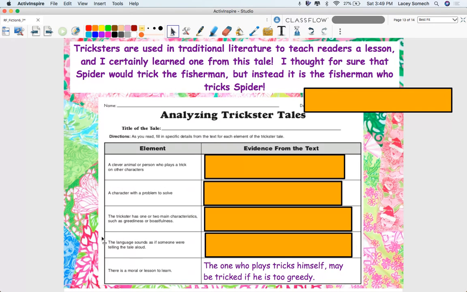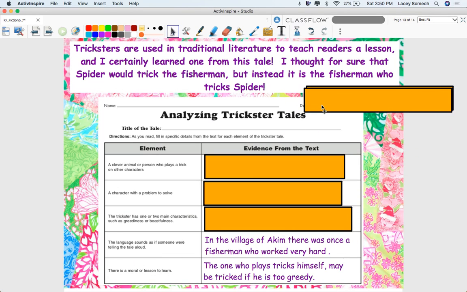So let's think here. It says the language sounds as if someone were telling the story out loud. The very beginning started a certain way that let me know this is a folk tale. Someone's telling me the story. How did it start? Do you remember? Remember it said, in the village of Akeem, there once was a fisherman who worked very hard. Okay, so remember we even talked about that literary feature with the literary language. Once upon a time, there once was a fisherman. It gives it that storyteller feel that our traditional literature has.